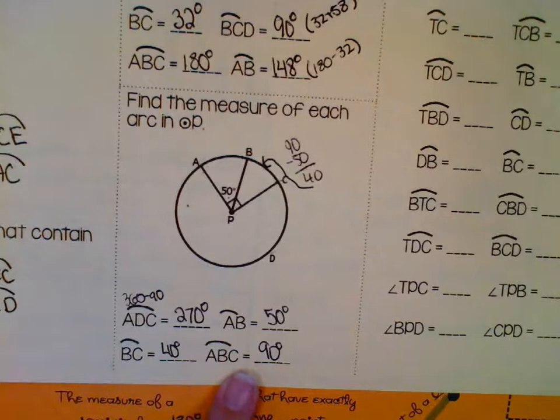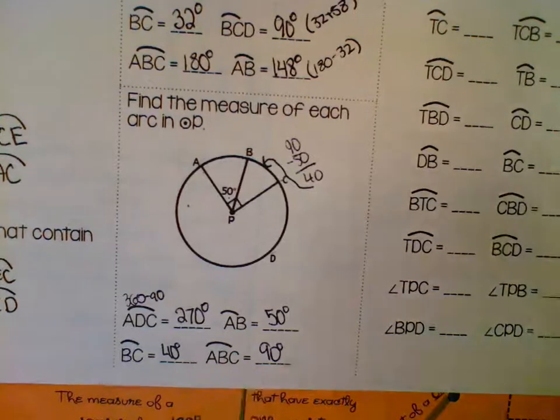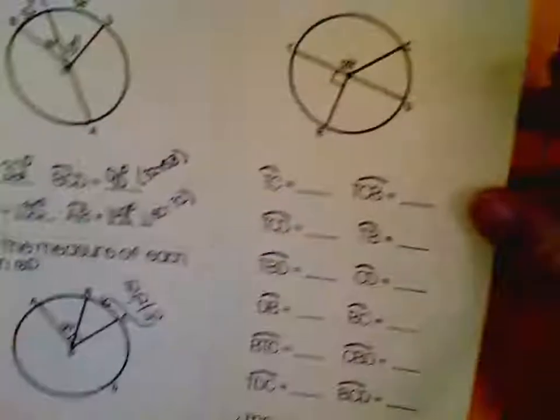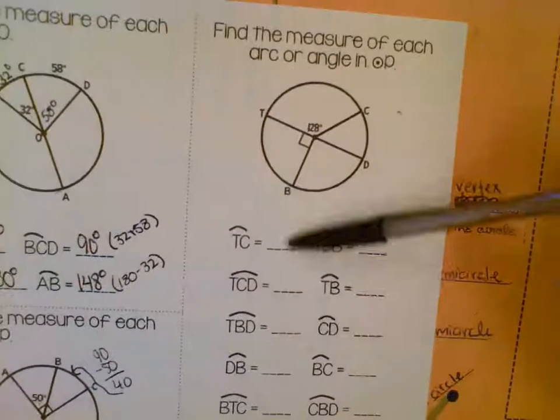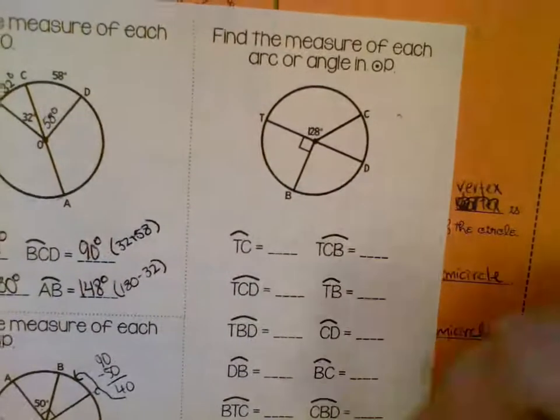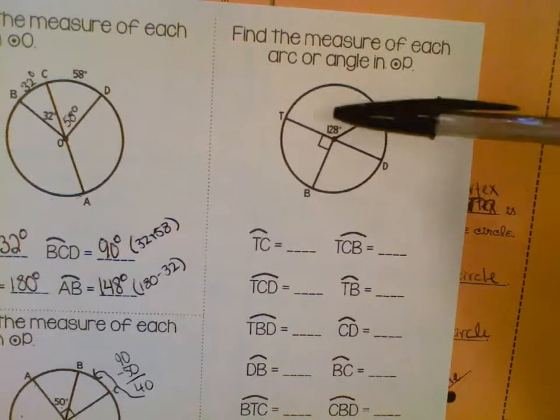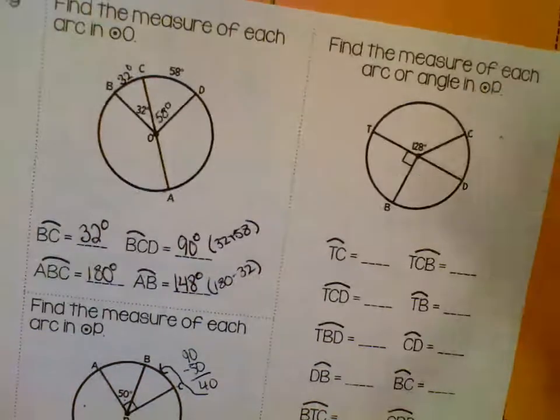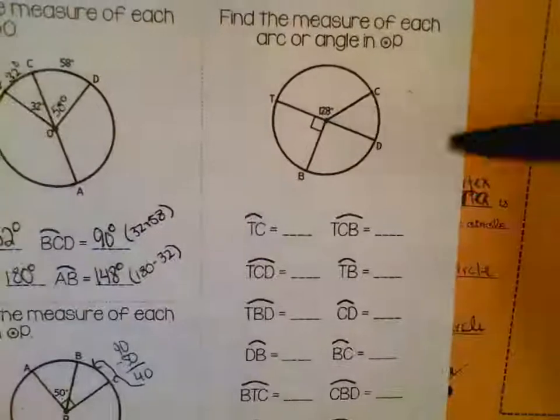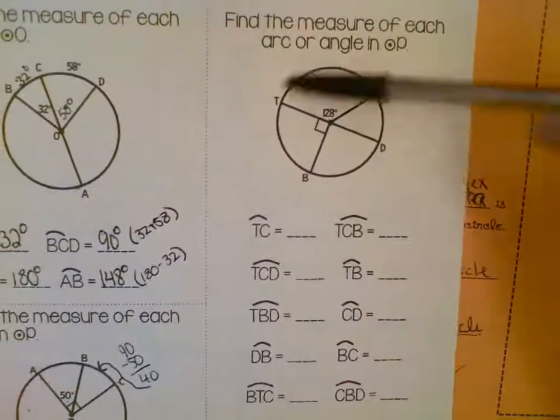Okay, so make sure you wrote down questions if you didn't understand where any of those numbers came from. So what I want you to do now is pause your video and try to do all of those on this side. Okay, remember about semicircles are 180 and that the whole circle equals 360. So go ahead and pause and come back and I'll go over the answers for these.